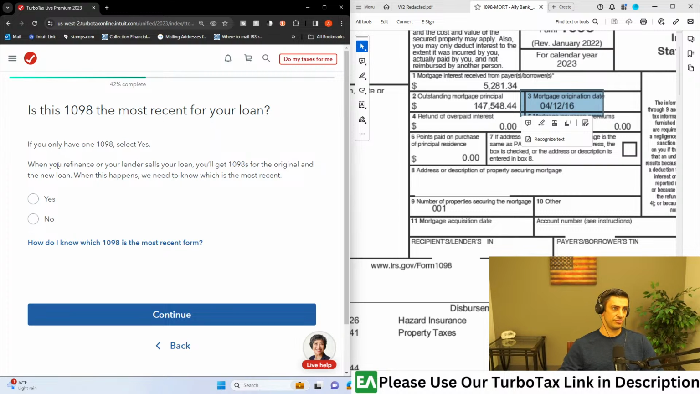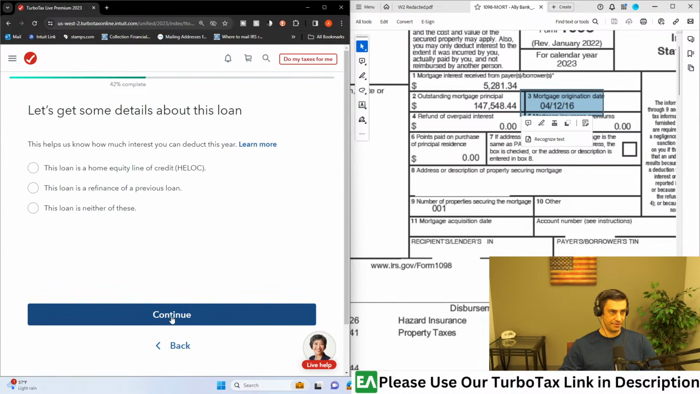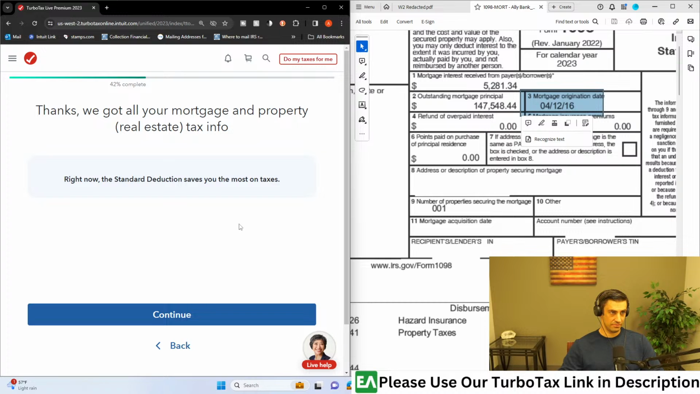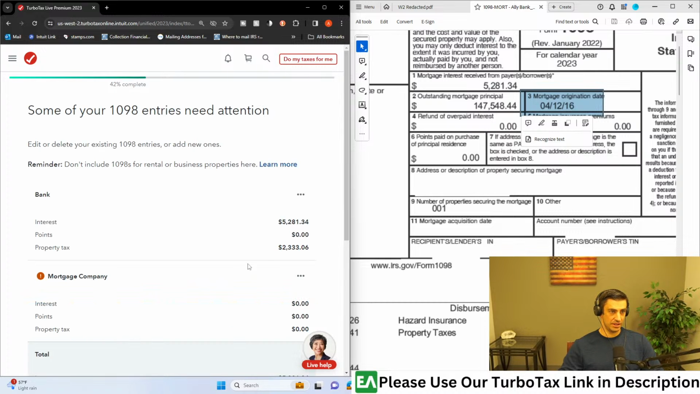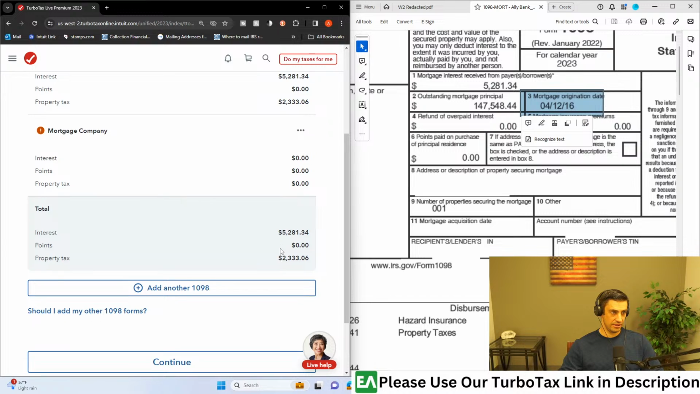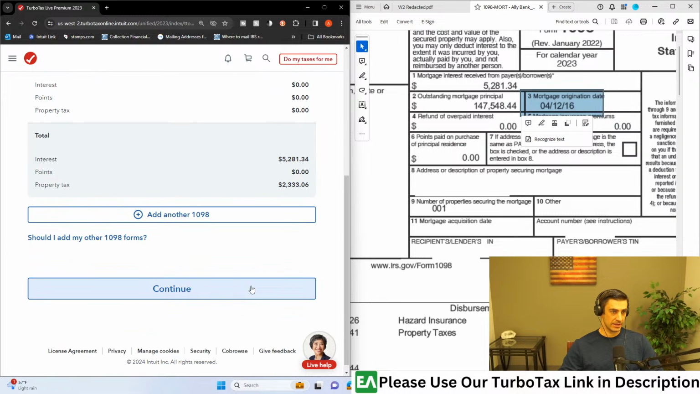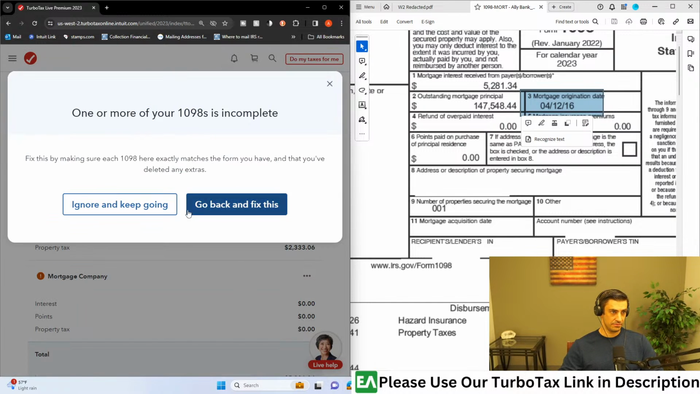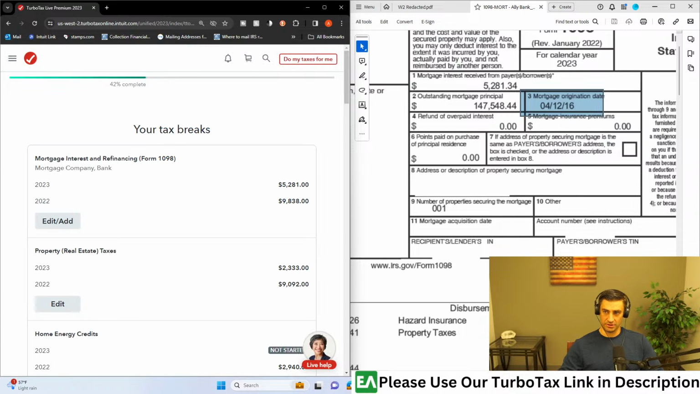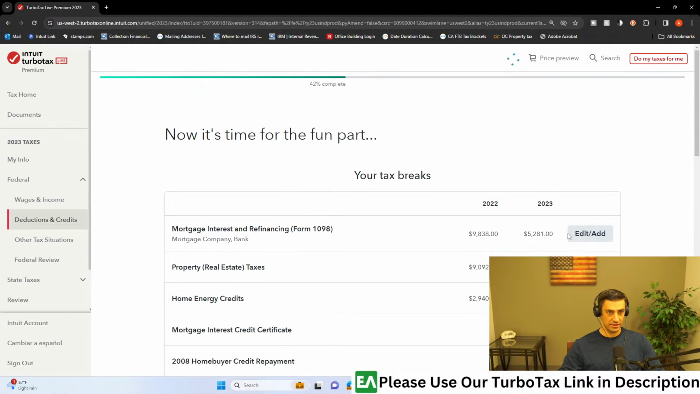Is this 1098 the most recent of your loans, right? Did you refi? There it is, refi. I knew it. One of these things. I'm going to say yes, this is the only one we have. We did not refi. Let's get some detail. My gosh. This helps to know how much interest you can deduct. I'm going to say this loan is a refinance. No, it's neither of these, neither HELOC or refi. Okay? Thanks. We got it all. Boom. Done. Now it's on our Schedule A. Continue. Ignore and keep going because I reviewed another one and I came back to this one. That's fine. Let's keep going here. What else do we have?